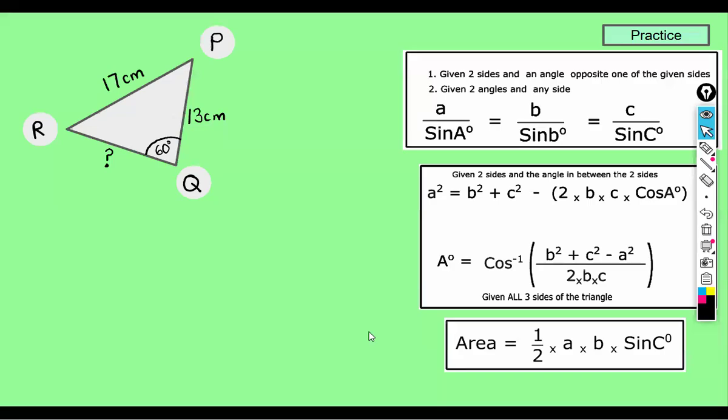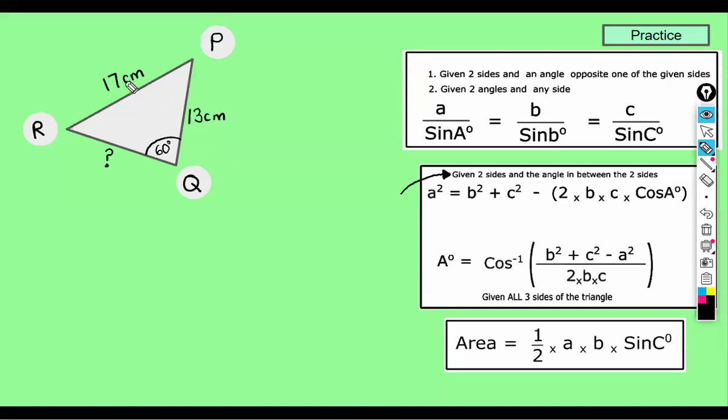So let's try to figure out which category we should use. Should we use the sine rule for non-right angle triangles, or the cosine rule? One person said to use the cosine rule. Do you all agree with that? Are we using the cosine rule? I'm guessing the person said the cosine rule because, look at my arrow here, if you read it, they said given two sides and the angle in between the two sides.